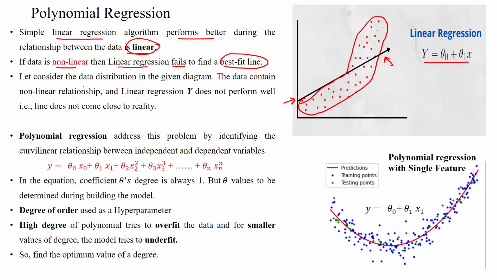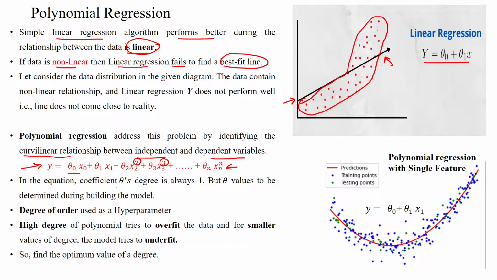For that, we are going to use polynomial regression to perfectly create the best fit line. Based upon that, the equation shows the curvilinear relationship between independent and dependent variables. Here the data is arranged in a nonlinear manner. The equation given is theta 0 x0 plus theta 1 x1 plus theta 2 x2 square. So the polynomial degree varies for each and every term. Again, it depends upon the problem statement.